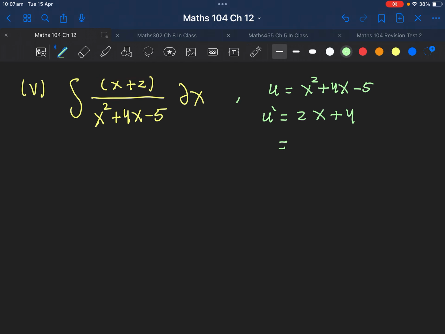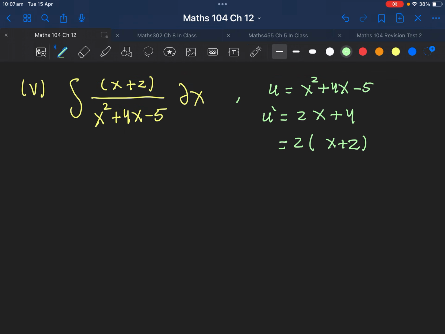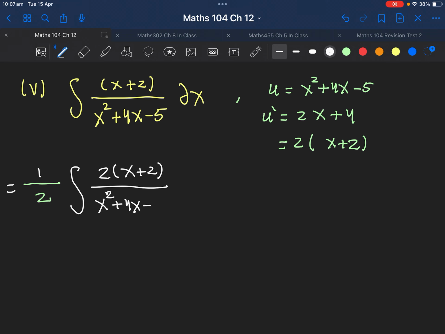But just a minute. What happens if you take 2 as a common factor? So you get x plus 2, right? Which is exactly this one, but I'm missing the 2. But I know what to do with the 2. I can just write the 2 down here. So you will have the integral of 2x plus 2, and then you have the denominator, which I didn't change.